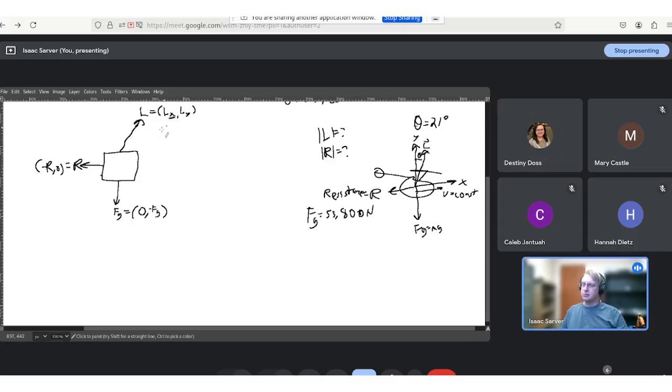X is horizontal. So Y is pointing up. Y can point up, so LY can point that way. But LX pointing which way? To the right, yeah. That way. Alright. So what equations do I have?